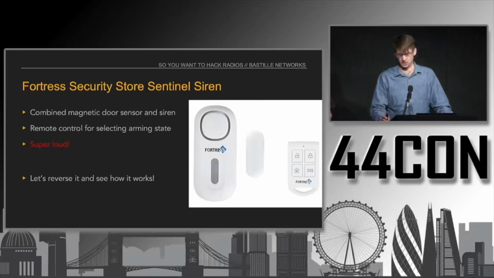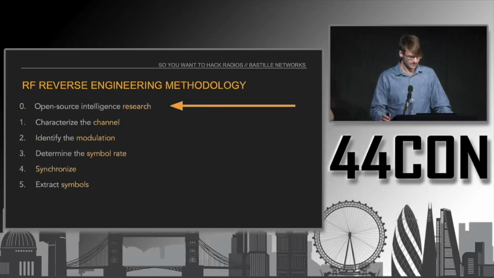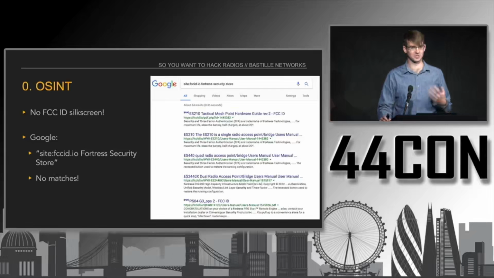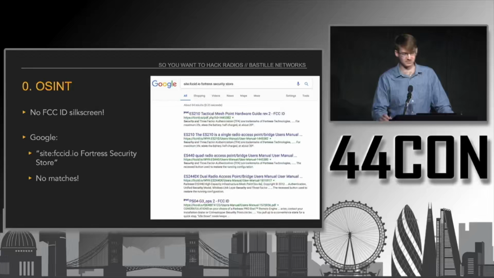So let's reverse engineer this wireless protocol and figure out how it works. So step 0, open source intelligence, always start there. So the first thing we're going to look for is an FCC ID. In the US, if a product is sold in the US, it has to go through FCC certification, and there are different requirements on whether or not the device has to bear the FCC ID printed on itself. This device should have an FCC ID, but for some reason does not. Thank you, China.